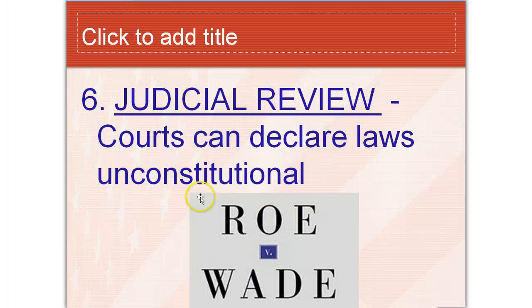The last of the principles of the Constitution is judicial review. This was originated by the court case Marbury versus Madison. You do need to know that. And basically in that court case they set the precedent that courts can declare laws unconstitutional. And that has been done in many cases. One of the most famous ones is Roe versus Wade, where they declared any law banning an abortion unconstitutional because it violated the right to privacy. So those are the principles of the Constitution.